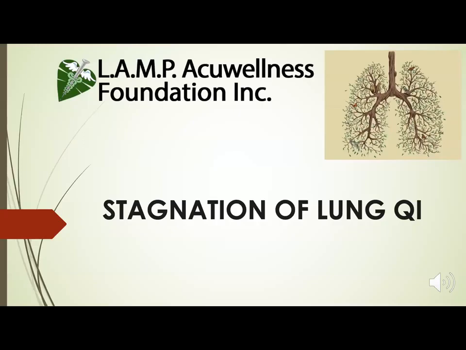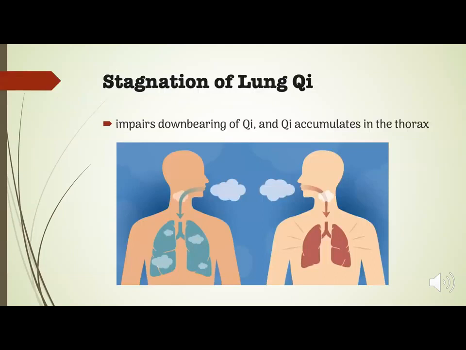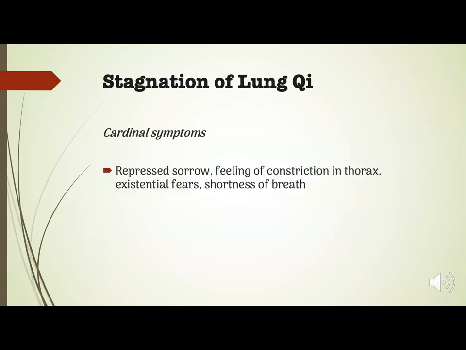Stagnation of lung qi. Stagnation of lung qi impairs the descending of qi, or downbearing of the qi. And so what happens is qi accumulates in the thorax. Cardinal symptoms: repressed sorrow. The patient would feel some constriction in the thorax, existential fears, shortness of breath.